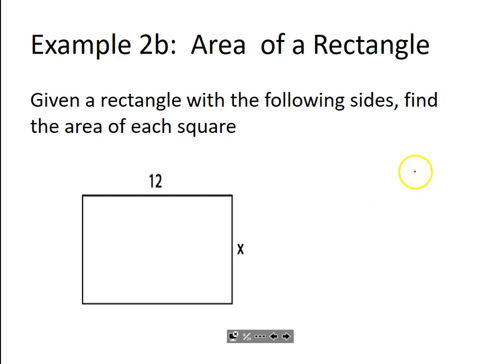Again, we have another rectangle here. It says given a rectangle with the following sides, find the area of each square. So again, we have our base here 12 and our height here x. And we know that all of these angles are right angles. And height in any object is going to be a perpendicular to the base up to the highest point of the object. So this is going to be 12x.